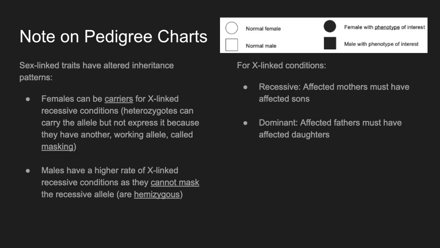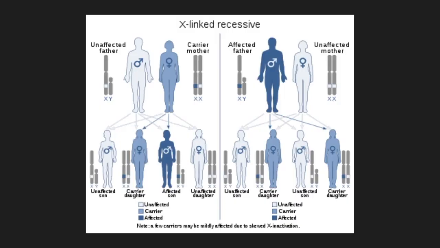Some of the main patterns you can look for with X-linked conditions: when you have a recessive condition, affected mothers must have affected sons. And then for dominant, affected fathers must have affected daughters. You can see that here. I've taken the liberty to do a little editing on this image.